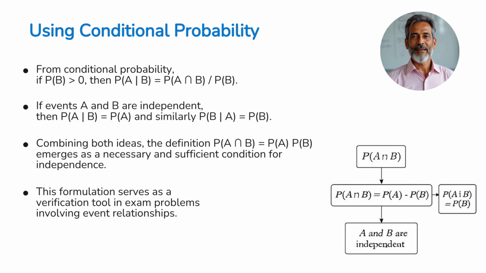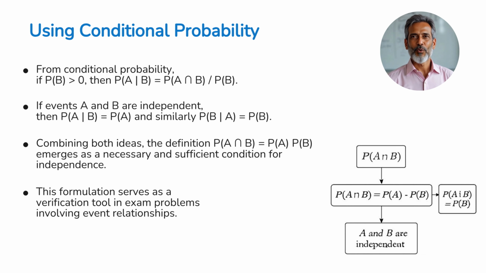In simpler words, to check if two events are independent, see if their joint probability equals the product of their single probabilities. Think of this as a flow. If you know P of A intersection B, you can find P of A given B by dividing by P of B. If this equals P of A, then independence holds. These links form a quick verification tool, especially helpful in exam problems. Imagine a flowchart here linking P of A intersection B, P of A given B, and independence. It helps make the logic crystal clear.